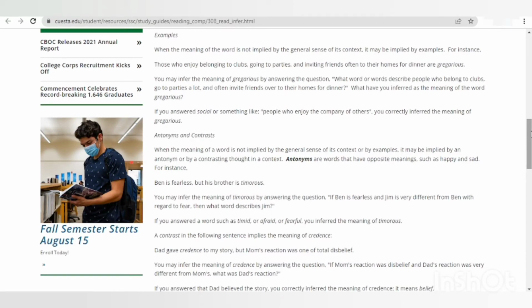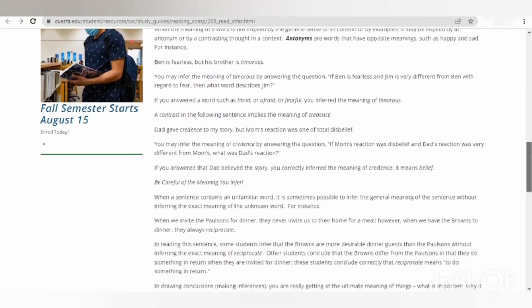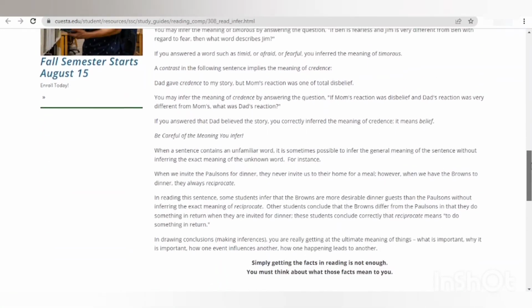So timorous: if Ben is fearless and Jim is very different from Ben with regard to fear, then what would describe Jim? If you answered such a word as timid or afraid or fearful, you inferred the meaning of timorous. Guys, excuse my pronunciation. I don't really know how to pronounce that.